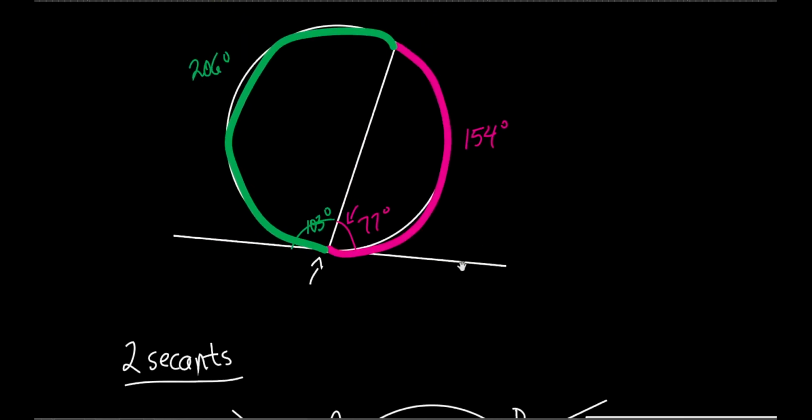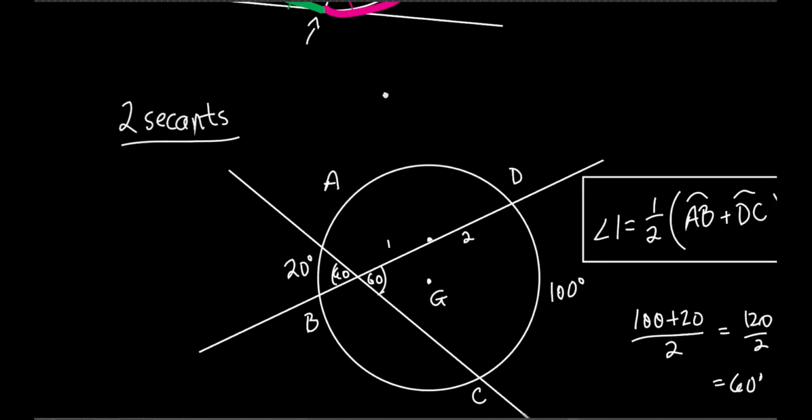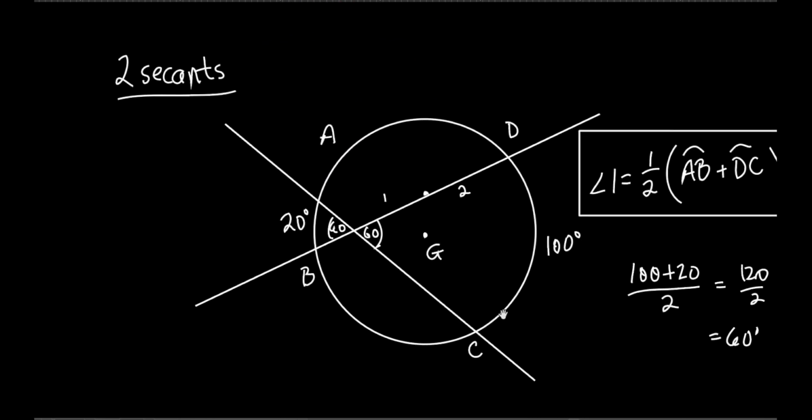So let's review. If you have a secant and a tangent, then the arc that it cuts off is just half of that angle. Everybody got it? Secant and a tangent. When you have two secants, they intersect each other inside the circle, then what you do is you take the two arcs that they cut off, right? Because there's two different arcs that they cut off, correct? This one and this one.